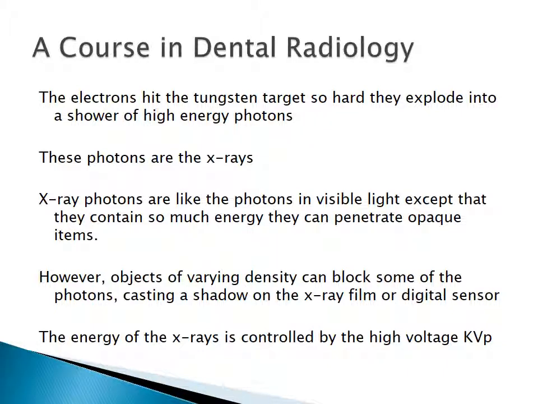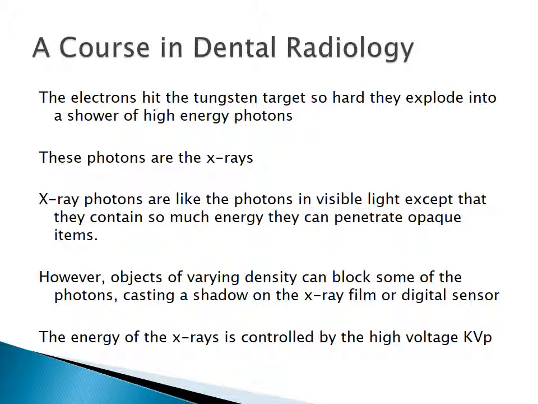So these electrons are going to hit that tungsten target so hard that they explode into a shower of high energy photons. These photons, as I said earlier, are what's going to create our X-rays. They're much like a visible light photon, except that they contain a lot more energy, and they can actually penetrate opaque matter. However, items with varying density can block some of those photons, which will then cast a shadow on my X-ray film, or if I'm using a digital sensor, it'll cast a shadow on that as well.